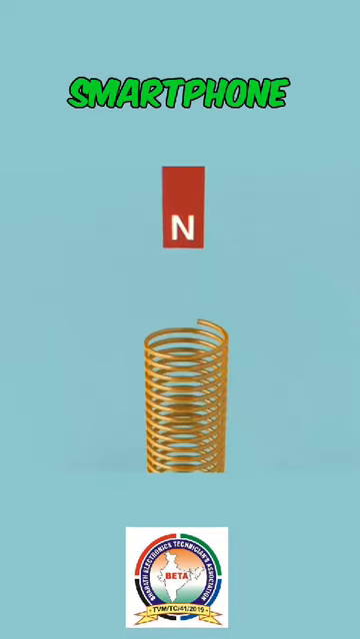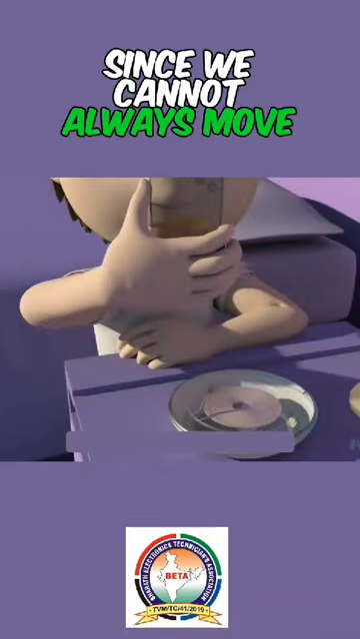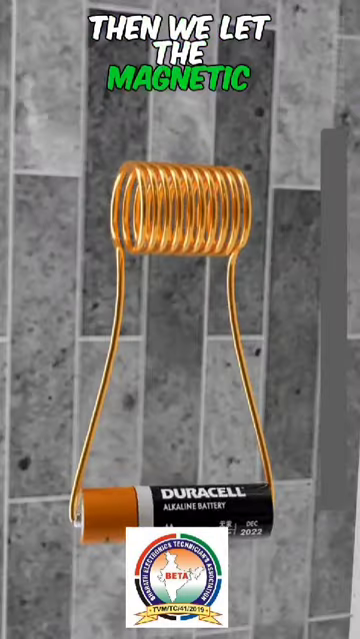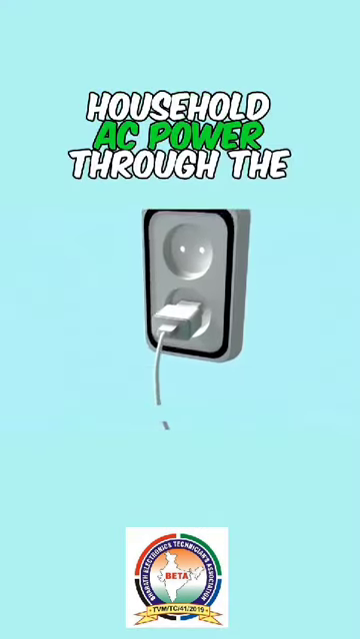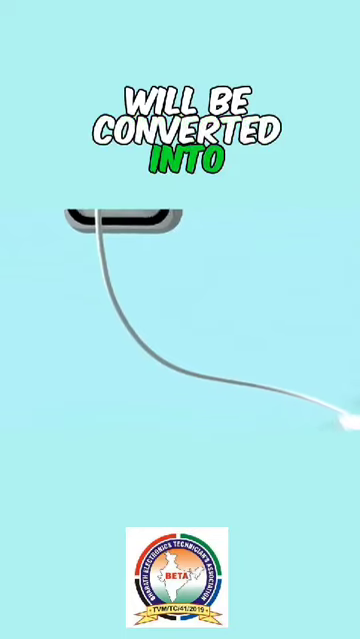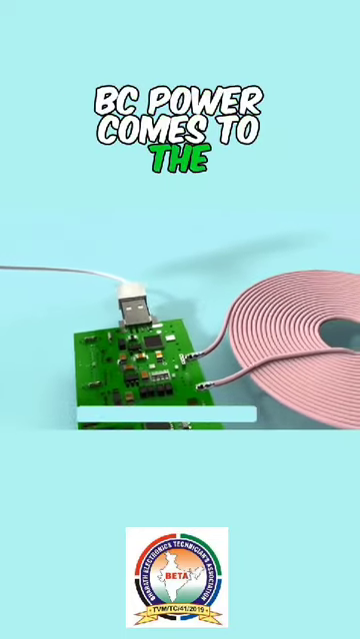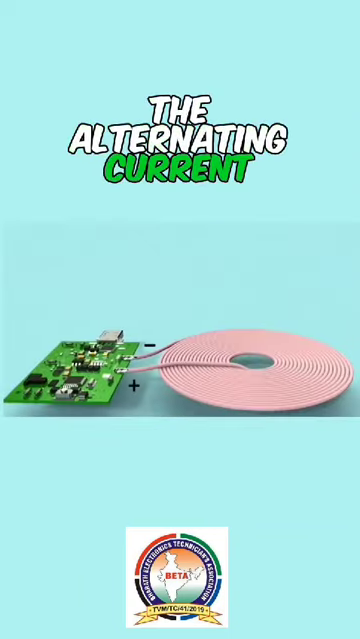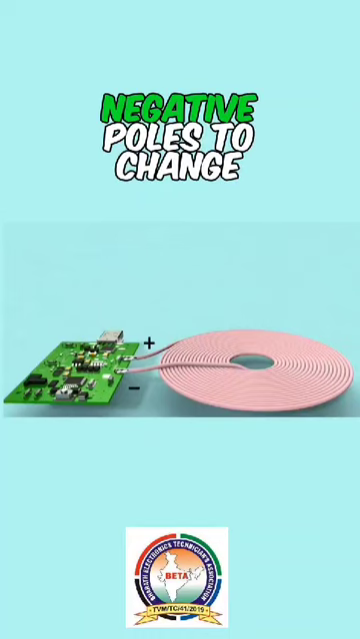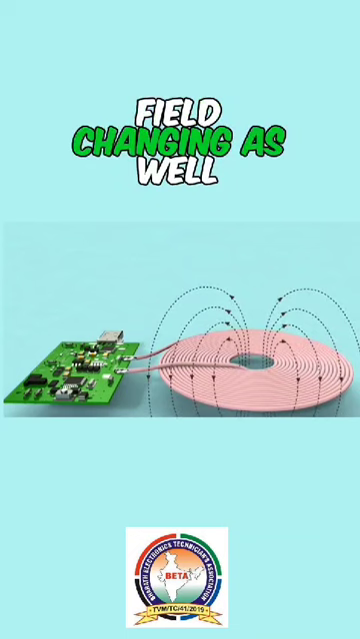But when the phone is standing still, the magnetic field no longer changes and no current is generated. Have we been moving the smartphone back and forth like a magnet? Of course not. Since we cannot always move the phone, we let the magnetic field actively change. How do we do it? First of all, household AC power through the adapter will be converted into DC power of the appropriate voltage. DC power comes to the wireless charging device and will be converted into AC power. The alternating current will cause the positive and negative poles to change, which will result in the direction of the magnetic field changing as well.